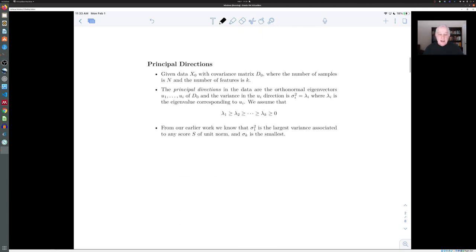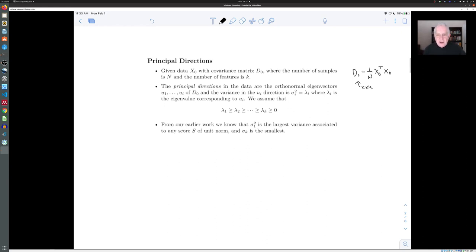So just a reminder that if we have our centered data matrix X0 and its covariance matrix D0, which is 1 over n X0 transpose X0, that D0 is a k by k matrix, where k is the number of features. And the principal directions in the data are a set of orthonormal eigenvectors for D0 with corresponding eigenvalues lambda i. So our u1 up to uk are the eigenvectors. They're the principal directions, and the variance in the direction of the ith orthonormal vector is the ith eigenvalue. And if we order them in decreasing order, then we know that the direction that gives the largest variance is the direction u1, where sigma 1 squared is lambda 1, and the smallest is lambda k.